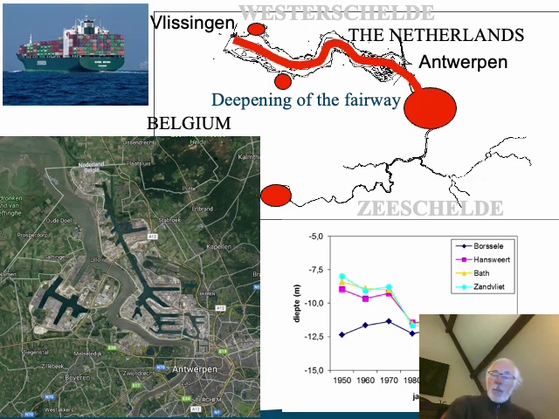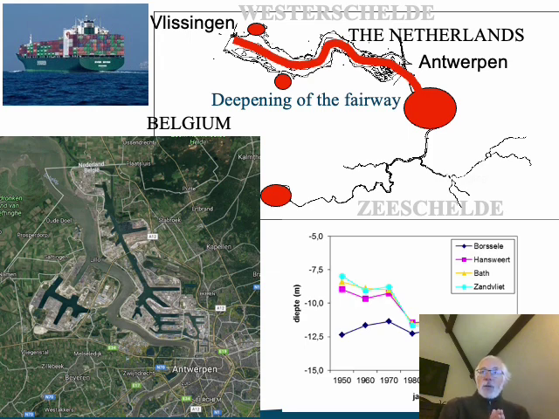But these docks and these industrial areas, they need a lot of ships, and for that the maintenance of the fairway is very important. And in the map you see the red line, which is the fairway from Vlissingen to Antwerp. And because the ships are always going bigger and bigger and are going deeper and deeper, the deepening of the fairway is very important.